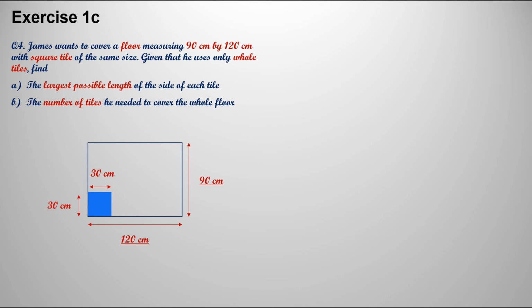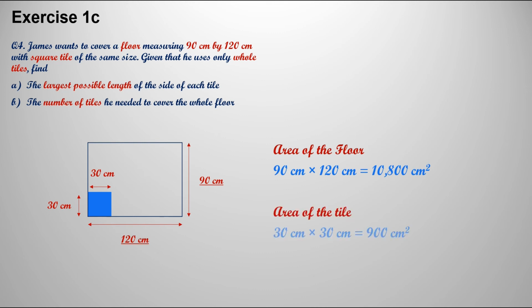Part B says the number of tiles he needed to cover the whole floor. Number of tiles. That's a simple area question. You need to find out the area of the whole floor, that is 90 by 120. That is 10,800 square centimeters. And we find out the area of the tile, 30 into 30 is equal to 900 square centimeters. All you need to do now is divide the area of the floor by the area of the tiles, and you will get the number of tiles. 10,800 divided by 900, we have 12 tiles. It's a pretty simple question. You need to look for the key information.